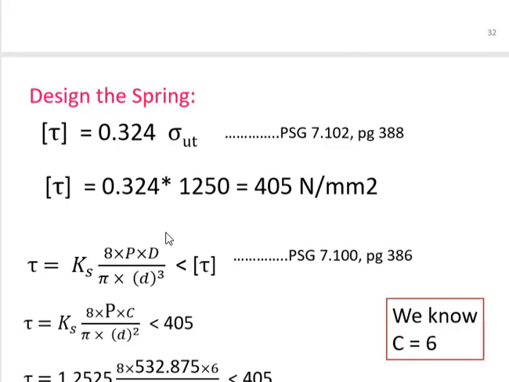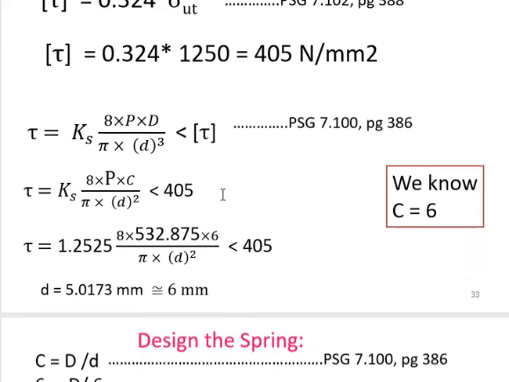So for this particular stress cycle, the design shear stress is 0.324 multiplied by sigma ut. Now we need to find out the diameter, that is mean coil diameter. So we know the allowable shear stress. After knowing all these parameters, I'm substituting them. We can find out small d, which comes around 5.0173 and can be approximated as 6 mm, which is called the coil diameter of the spring.